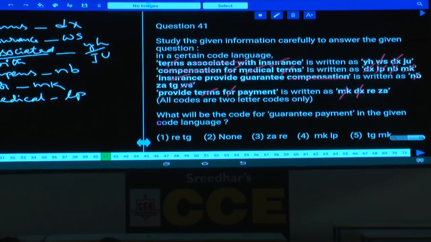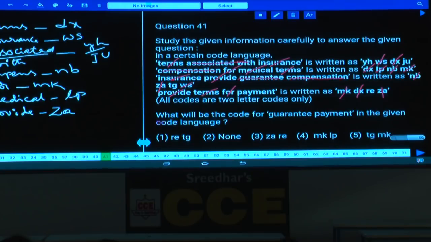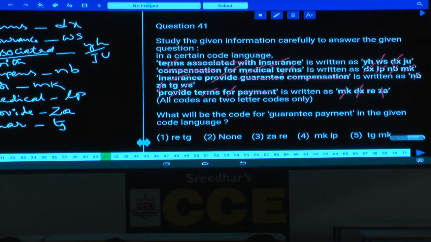Then provide and guarantee. Now provide is the word which is common between these two. As provide is common between these two, then what is the code common between these two here? Provide and ZA and TG, and ZA is common between these two. The code to the word provide is ZA. Then if provide is ZA, then what is left over in third one? Guarantee, and the code to the word guarantee is TG. And similarly in the fourth one, payment is the word left over, and the code which is left over is RE. And these are the words and their corresponding codes. Done with this?